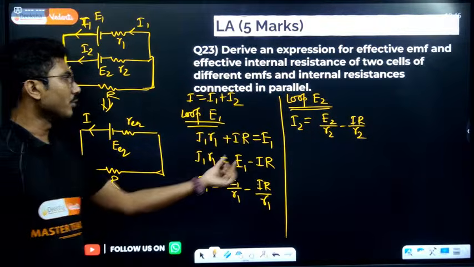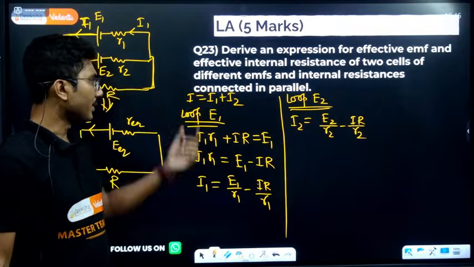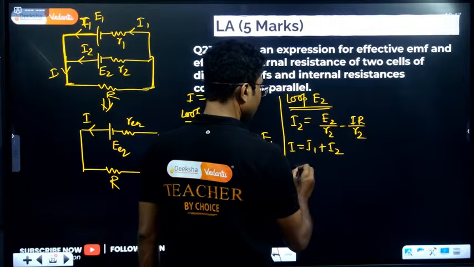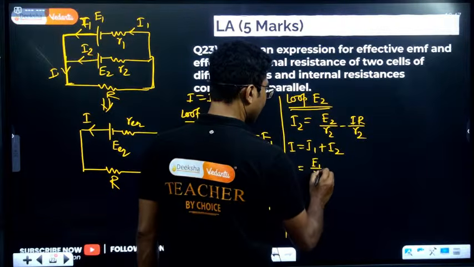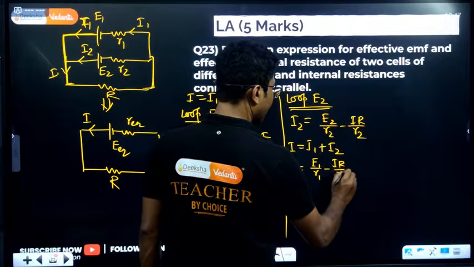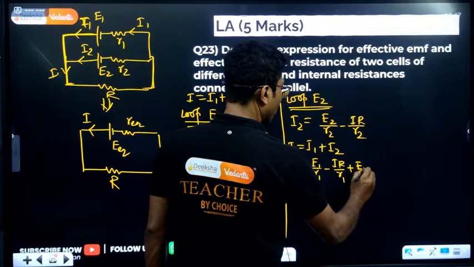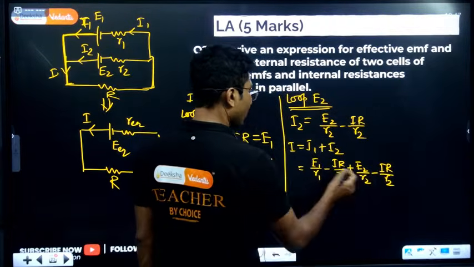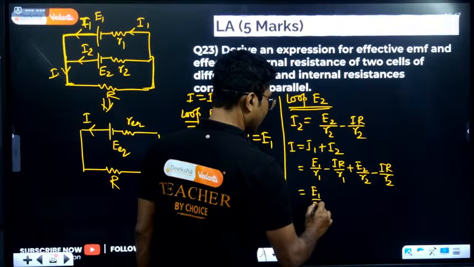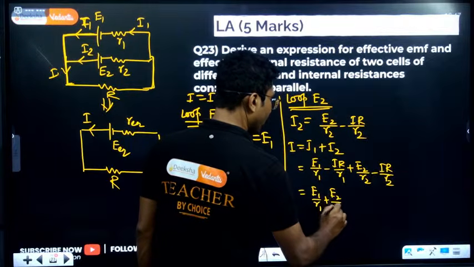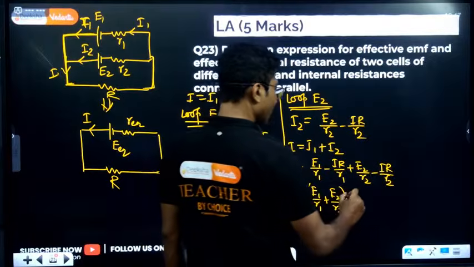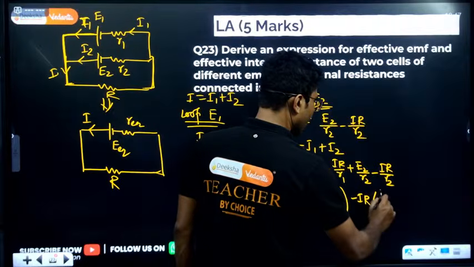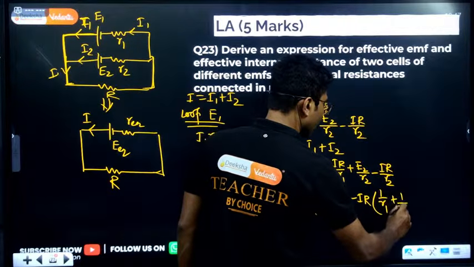Now we have to add these two currents so that we get the total current. So total current is I1 plus I2. That means E1 by R1 minus IR upon R1 plus E2 upon R2 minus IR upon R2. Now obviously we take the same things common. So E1 by R1 plus E2 upon R2, this is one part. And we get the other one as minus IR common, times 1 by R1 plus 1 by R2.